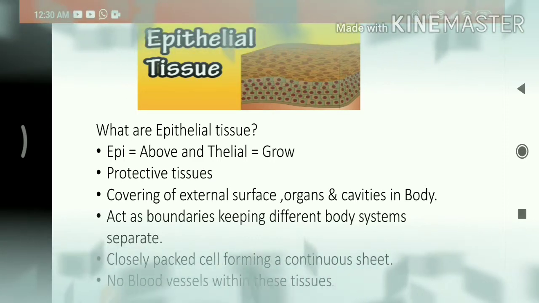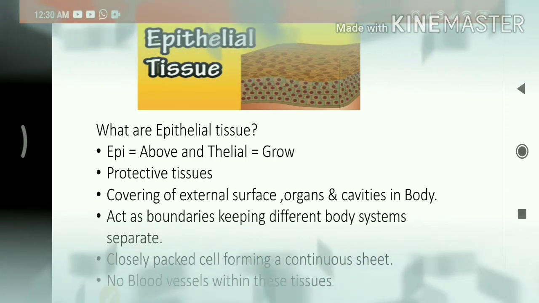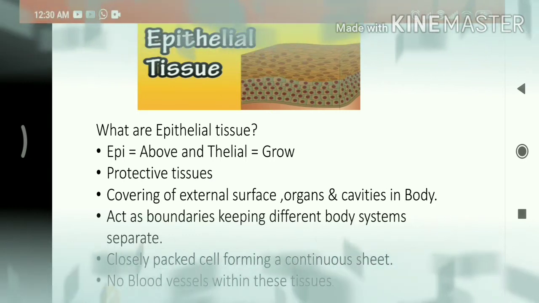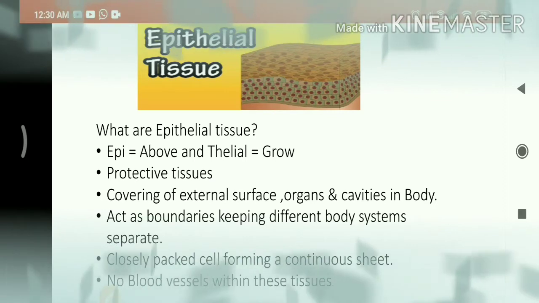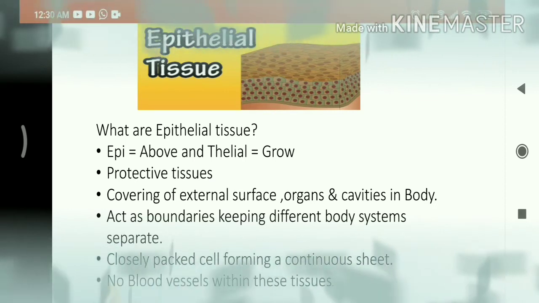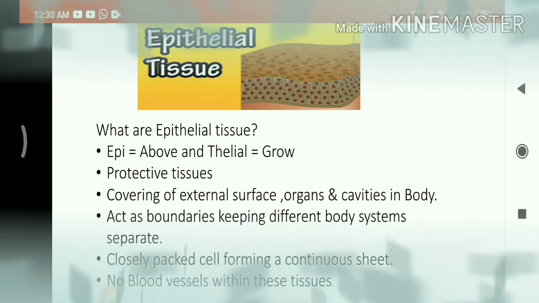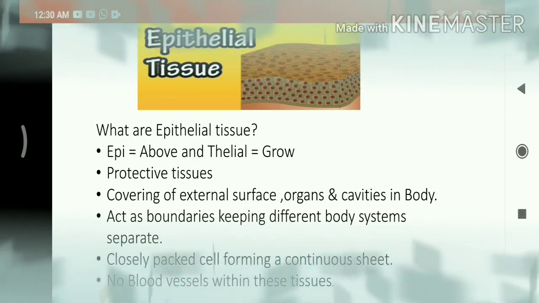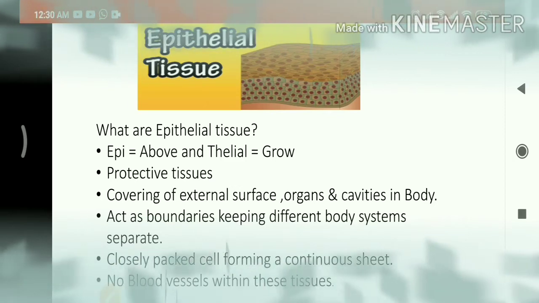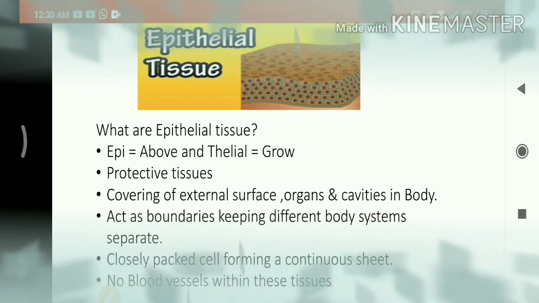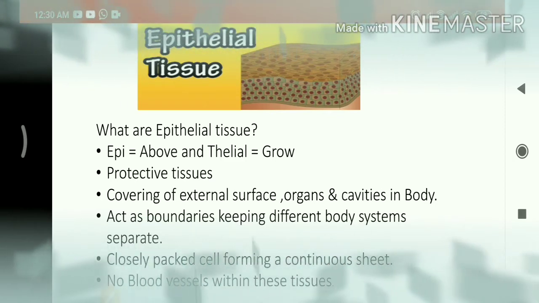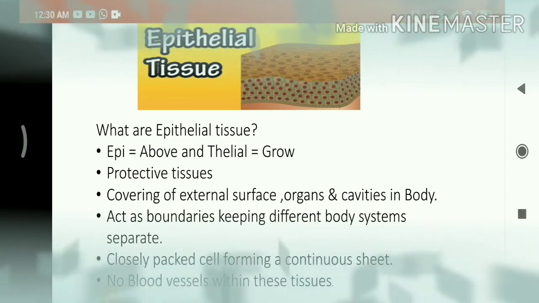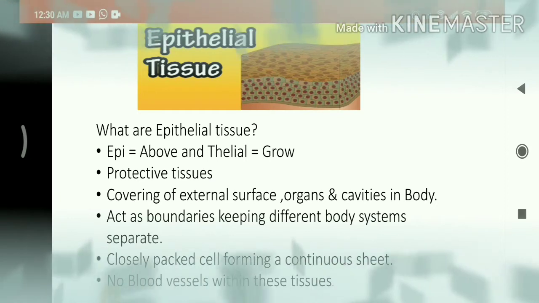If kidney cells are not closely packed, all the material inside the kidney would come out. That would affect our lungs, and the lungs are near the heart, so that is also affected. So all organs are affected. That's why this is very important. This epithelial tissue should be a continuous and closely packed sheet, right?